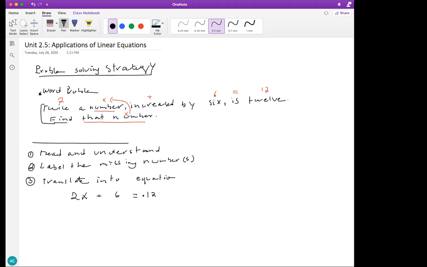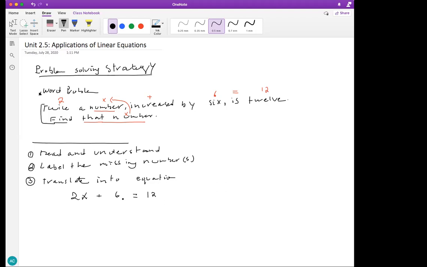That's the most important part in solving the problem, to get the right equation. If you don't get the right equation, you are most likely not going to get the right solution. So it's very, very important that you translate your problem correctly. Otherwise, it will be something completely different.